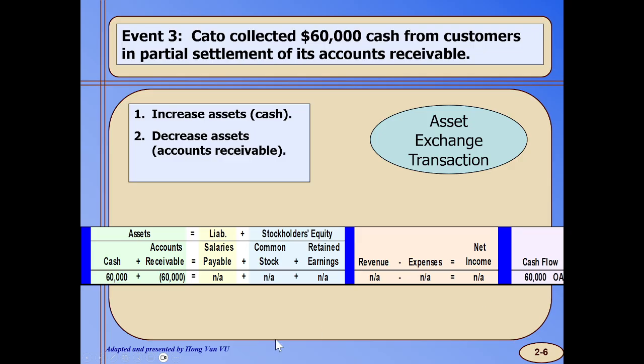Here's the effect of this transaction on the financial statements model. Notice that this event does affect the statement of cash flows, since cash was collected as a part of this transaction.